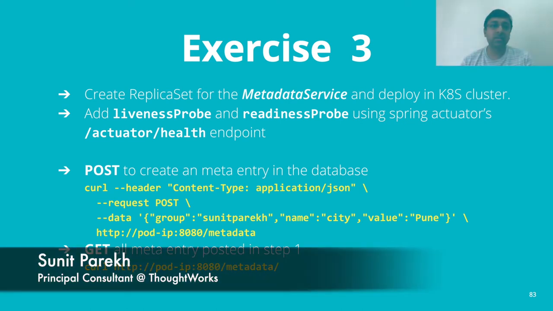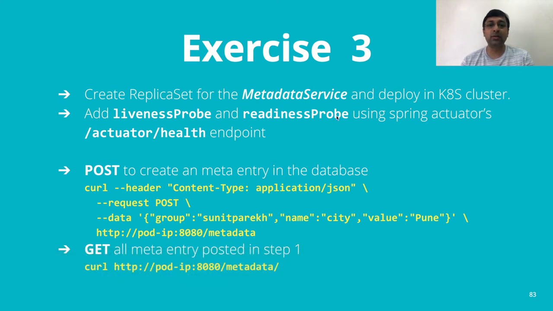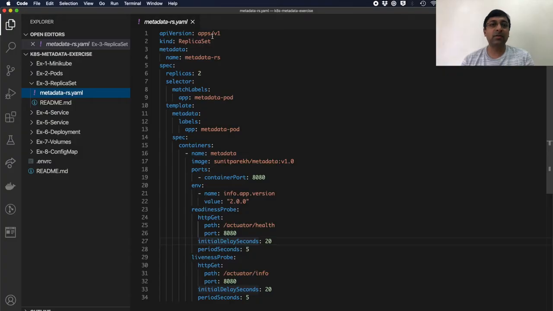As part of exercise 3, we have to create a replica set for our metadata service and configure our liveness probe and readiness probe accordingly. Let's get started. As part of this exercise, I have my replica set YAML ready.